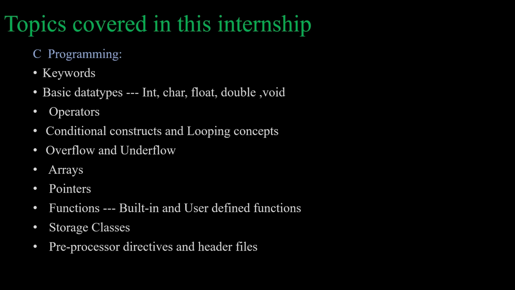Storage classes in C are used to determine the lifetime, visibility, memory location, and the initial value of a variable. There are mainly four types of storage classes in C: automatic, external, static, and register. Mainly in week one, we have discussed these types of operators, arrays, pointers, and storage classes, and these all are the things we have discussed in week one.